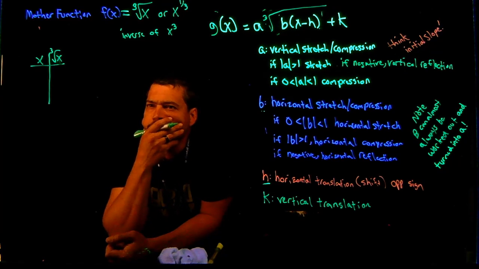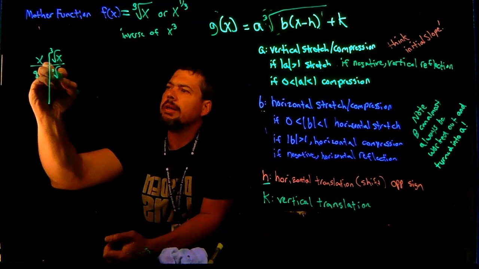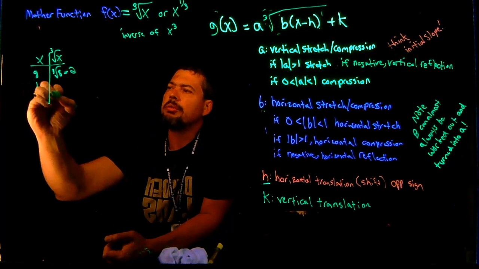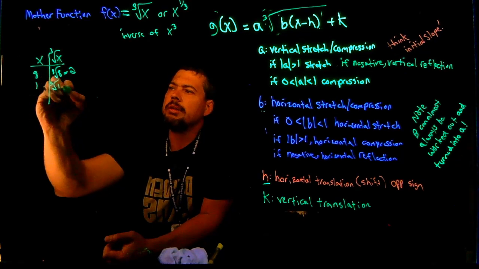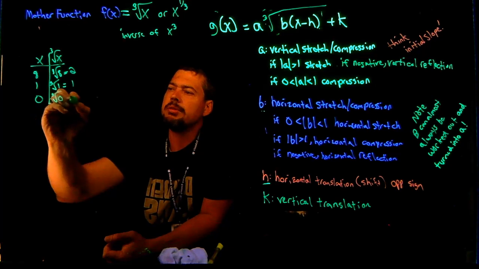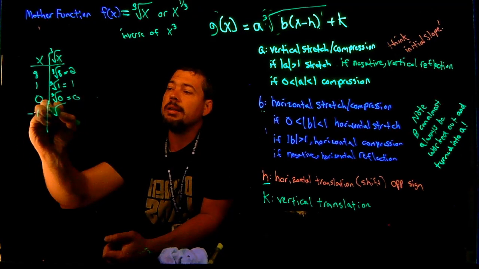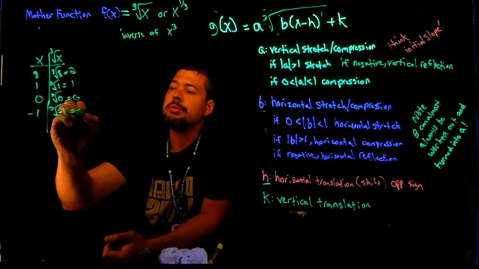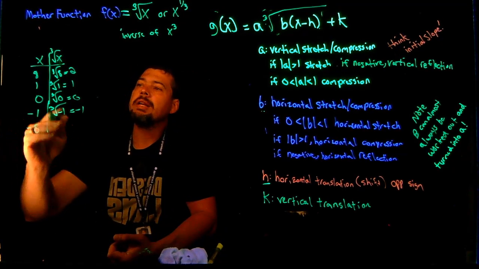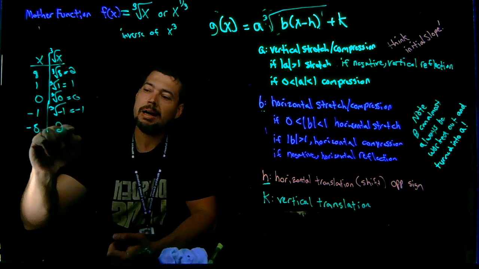So I can take the cubic root of 8, can't I? If x was 8, what would the cubic root of 8 be? It'd be 2. I can take the cubic root of 1, and the cubic root of 1 is still 1. I can take the cubic root of 0. 0 times 0 times 0 is still 0. I can take the cubic root of -1. Unlike the square root function, I can take cubic roots of negatives. Cubic root of -1 is still -1. And I can take the cubic root of -8. If the cubic root of 8 was 2, the cubic root of -8 has got to be -2.